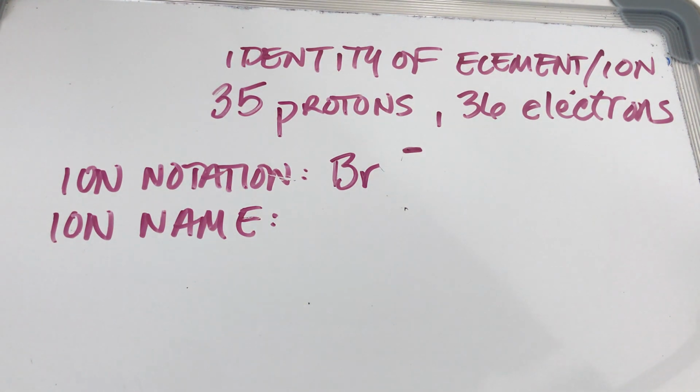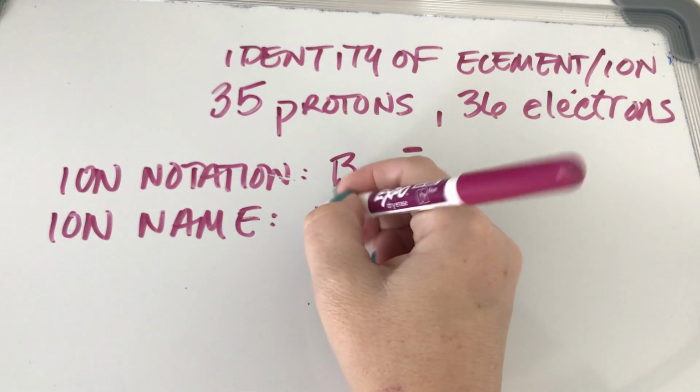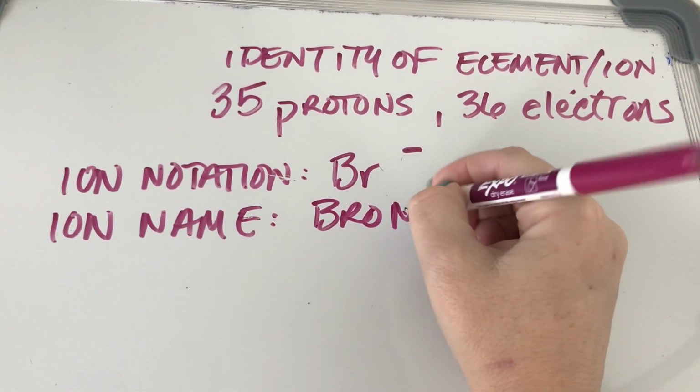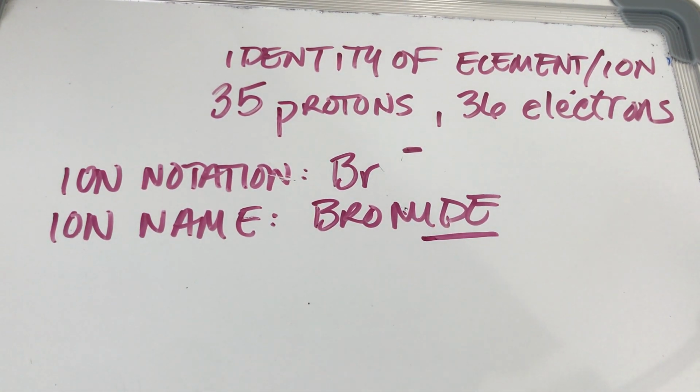So what would the ion name be here? Is it bromide? Right, so we take the ending off of bromine and we stick an IDE at the end, right? And again, depending on which ion you're looking at, we stick the IDE in different places. But my rule of thumb is if it sounds right, it probably is right, right?